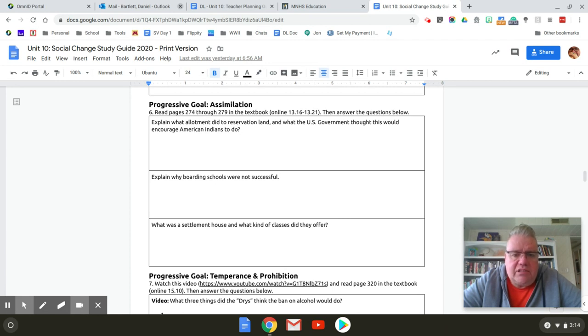Explain what allotment did to reservation land and what the U.S. government thought this would encourage American Indians to do. Explain why boarding schools were not successful. And what was a settlement house? And what kind of classes did they offer? All right, so let's get to it.